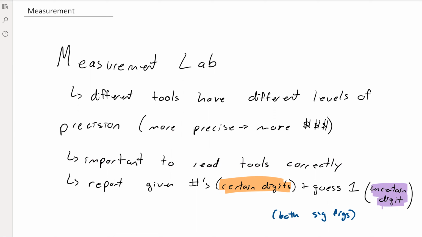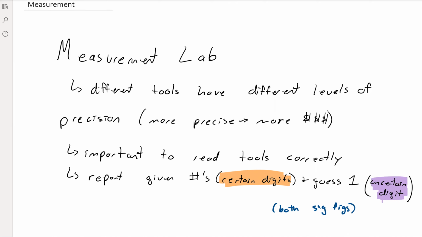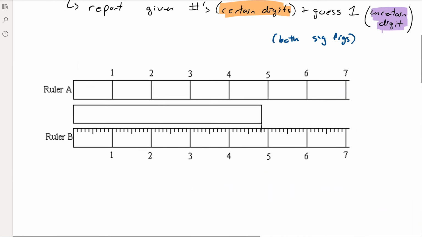And so the way that you use any kind of measurement tool is we're going to report the numbers that are given, that we actually see on the instrument. Those are our certain digits. And then you're allowed to estimate one of them. That's your uncertain digit. But both of these count as significant figures, which we'll learn about later on. But we're just going to introduce them for the point of lab. That way we know how to use this correctly, right?